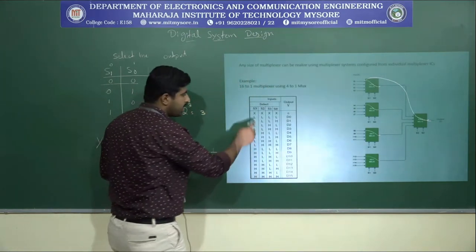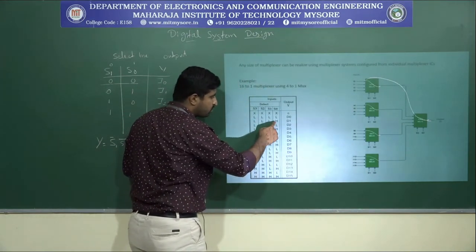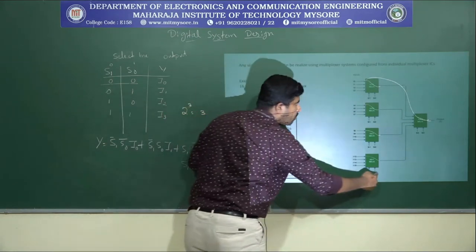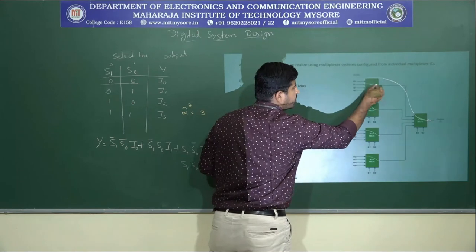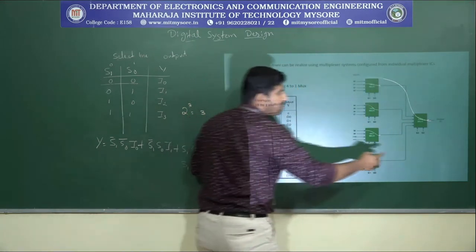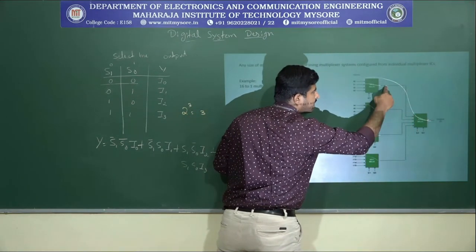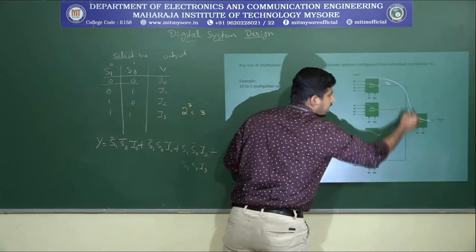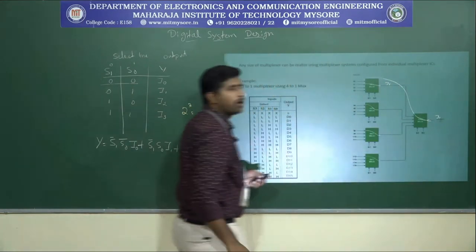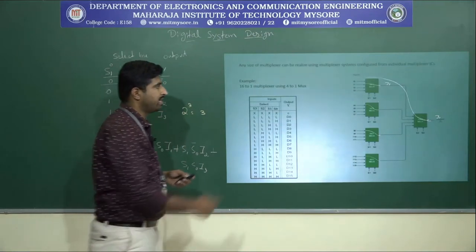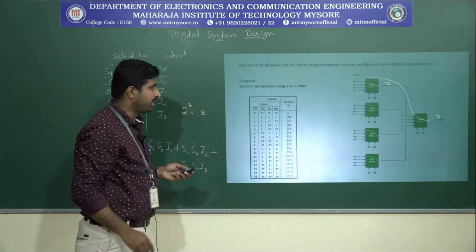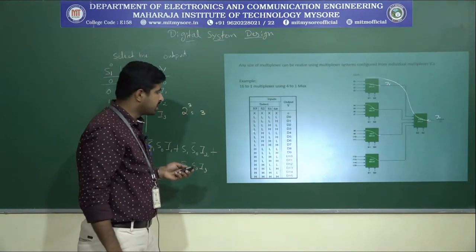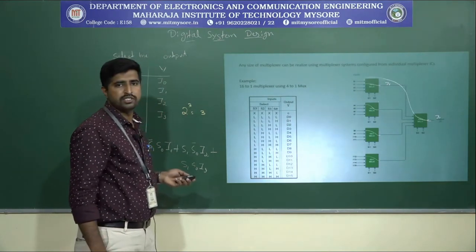Similarly, if S1 and S0 are 0, 1, then I1 will be connected to the output, and this I1 will be available as an output here. I1 corresponds to D1, so that means here we will get D1. Similarly for all the other combinations.